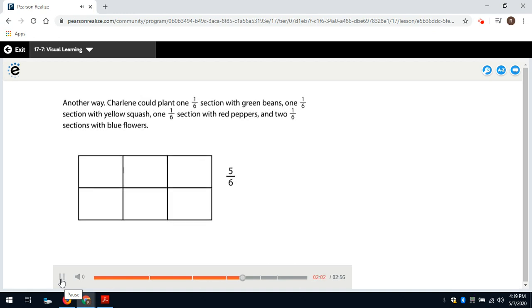Another way: Charlene could plant 1 1/6 section with green beans, 1 1/6 section with yellow squash, 1 1/6 section with red peppers, and 2 1/6 sections with blue flowers.